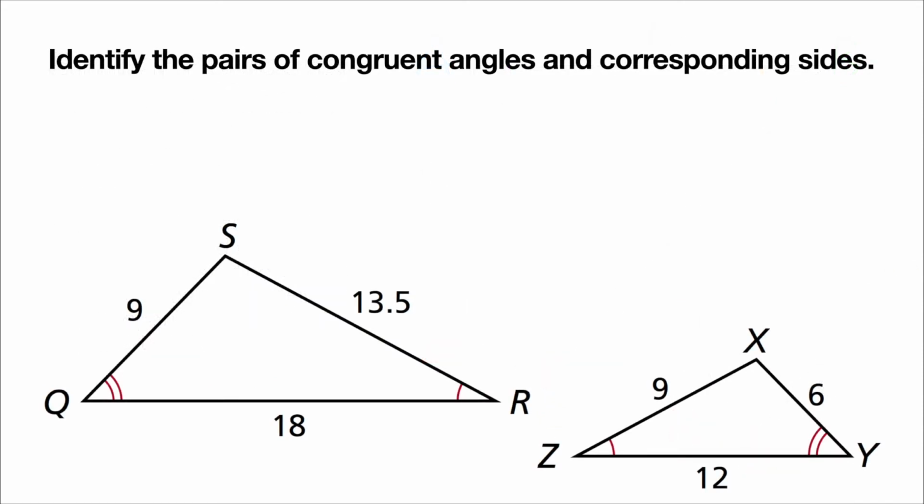All right, so now we are going to identify pairs of congruent angles and corresponding sides. In this case, I know that angle Q is congruent to angle Y, and that's because they both have the two arc marks. I know angle Z is congruent to angle R. That's because of that. And then by the third angle theorem, angle S has to be congruent to angle X. So we have all three angles congruent, and now let's identify the corresponding sides.